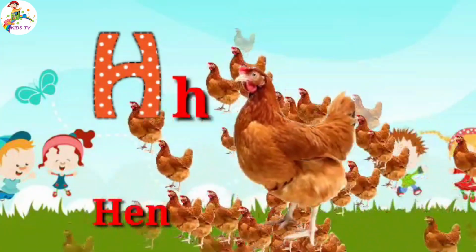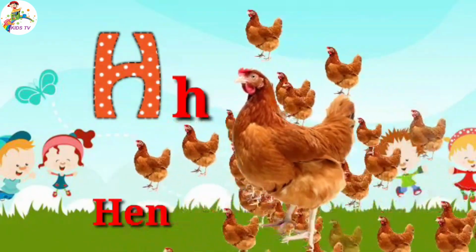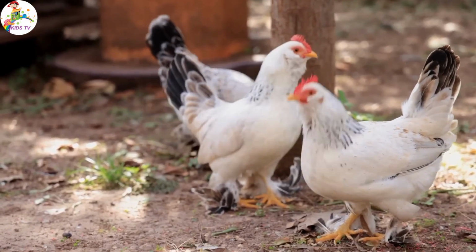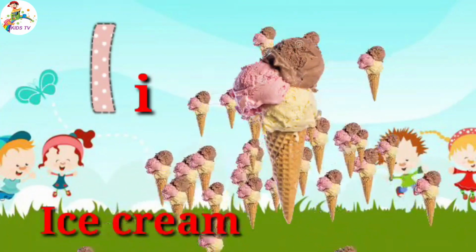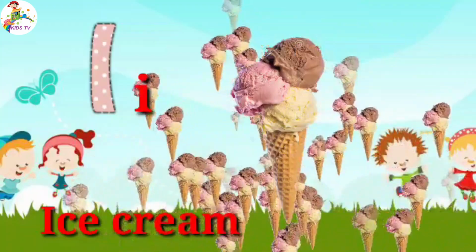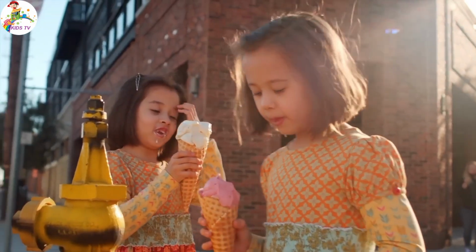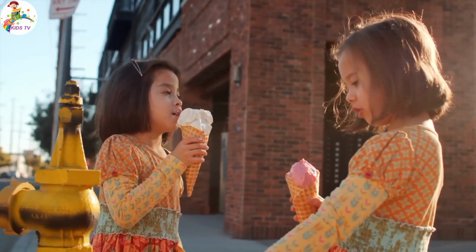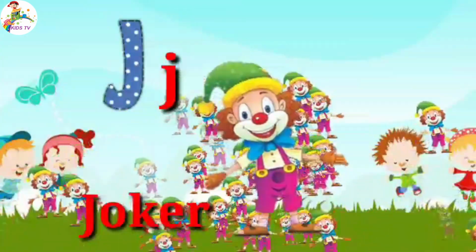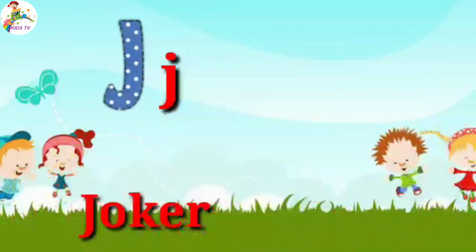H. H is for hen. I. I is for ice cream. J. J is for joker.